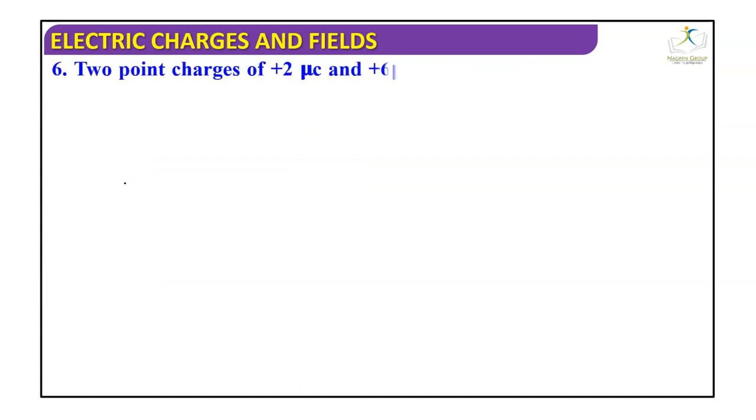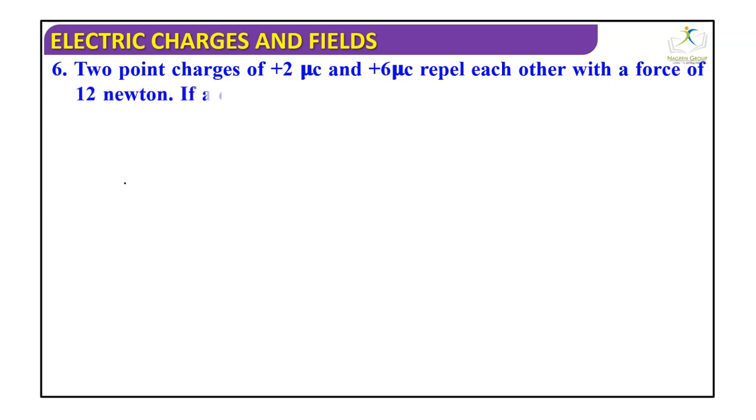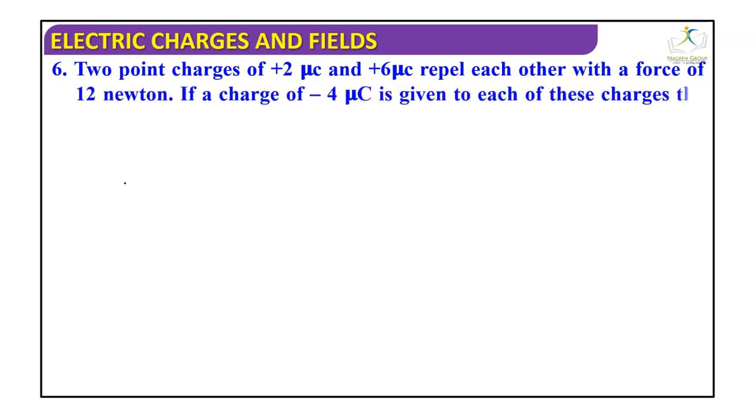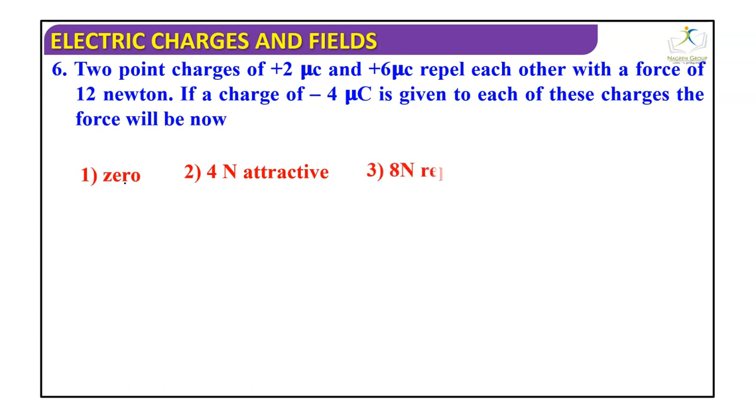Next, we have a question. Two point charges of 2 microcoulomb and 6 microcoulomb, both positive, repel each other with a force of 12 Newton. If a charge of minus 4 microcoulomb is given to each of these charges, what will the force be now? We have options 0, 4 Newton attractive, 8 Newton repulsive and 4 Newton repulsive.